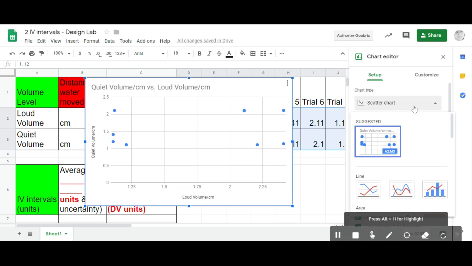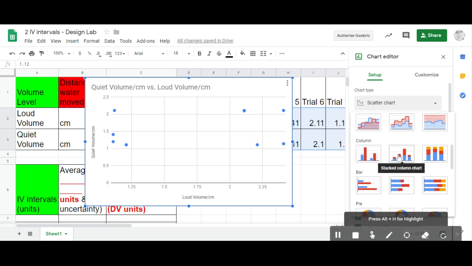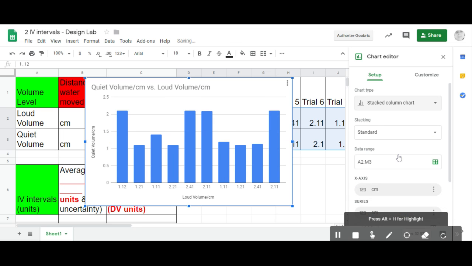So students will fix this by picking a different graph type, like this. They know that they want to look at loud volume and quiet volume, so they'll pick that and have a graph like this. And that also doesn't fix the issue.